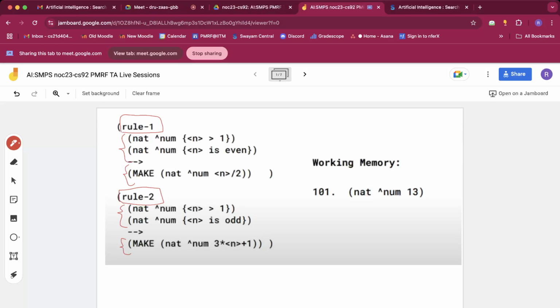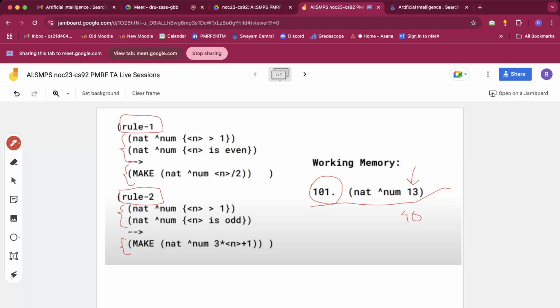Currently our working memory consists of one element denoted by the timestamp 101, and we know that there's a natural number which has value 13. We will see which rule can be fired from amongst rule 1 and rule 2. We know that n is greater than 1 because 13 is greater than 1, but n is not even, because 13 is an odd number. So we will apply rule 2. And what does rule 2 say? That we need to add 3 into n plus 1. In our case this will be 3 into 13 plus 1, which gives us 40. So 40 will be added to our working memory.